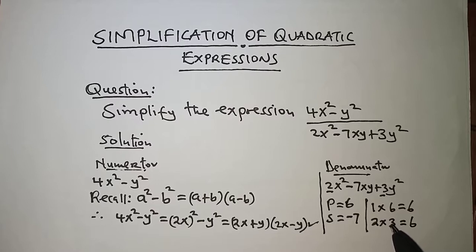So which one meets the criteria? We're supposed to have the product being +6 and the sum being -7. So definitely the first pair meets. If we manipulate 1 and 6, we can have 1 negated, 6 also negated, so that we have -1 times -6. That should be +6. -1 plus -6, that should be -7. So the factors we are looking for are -1 and -6.